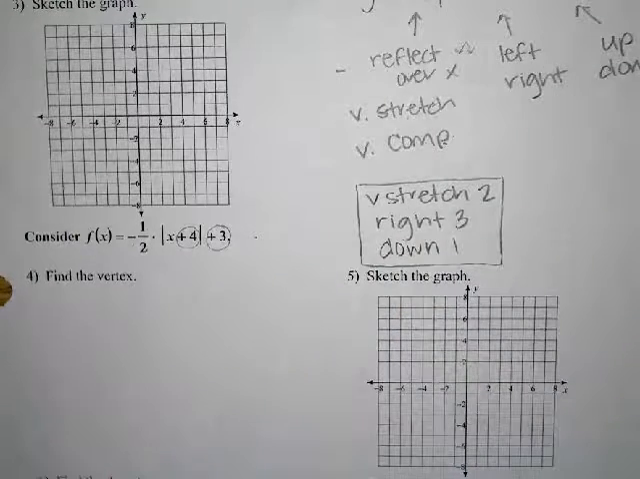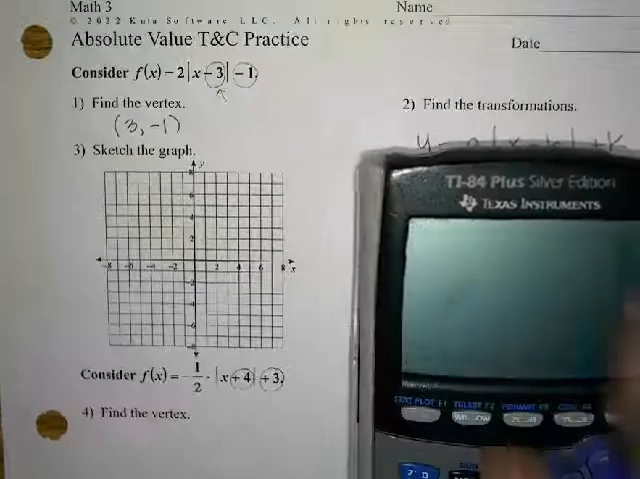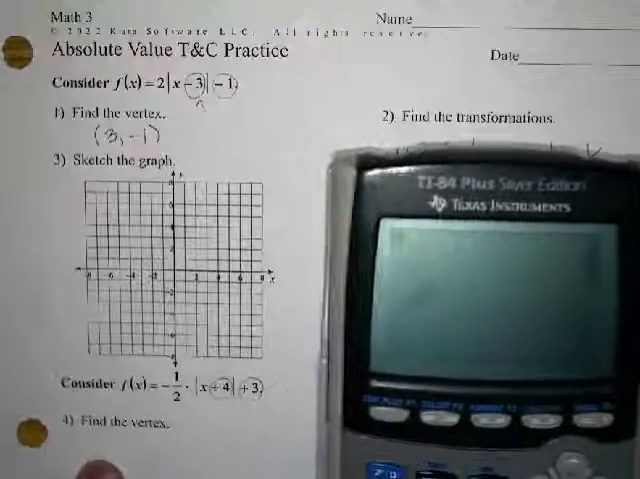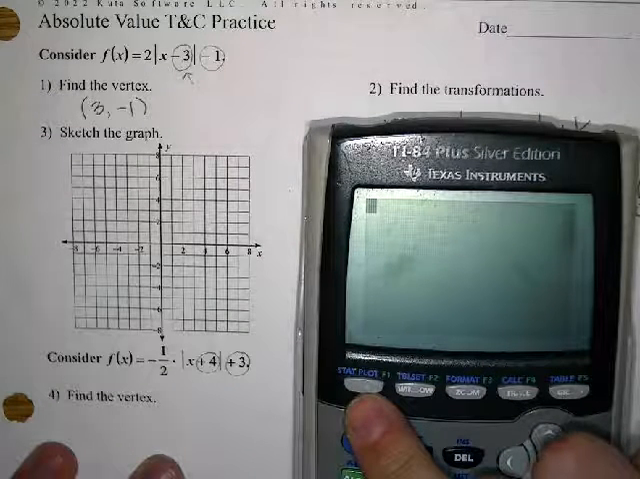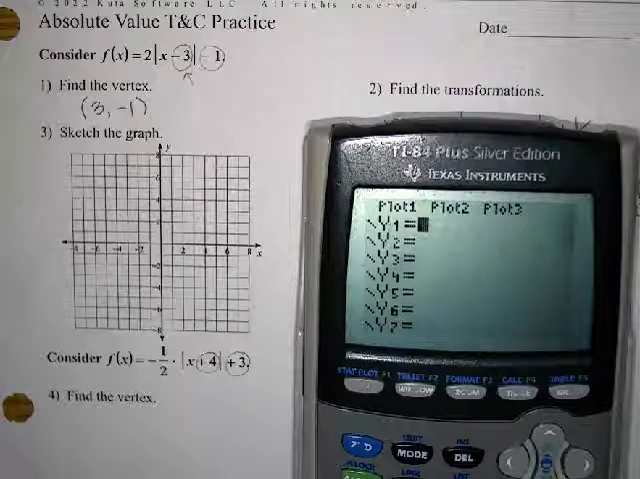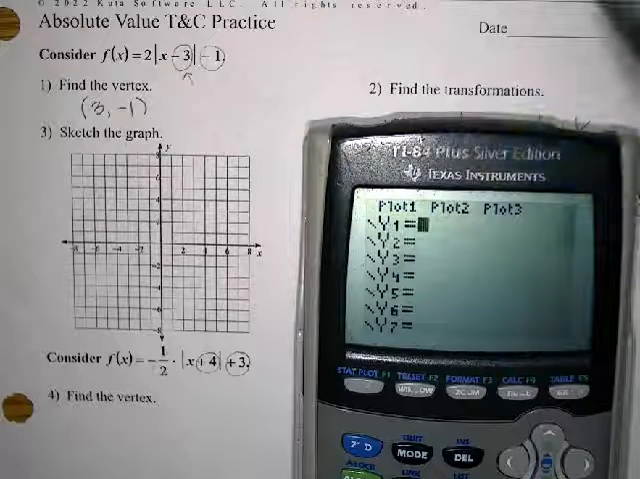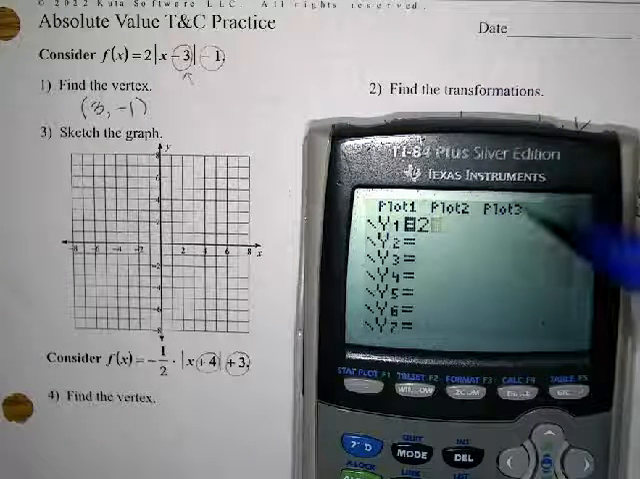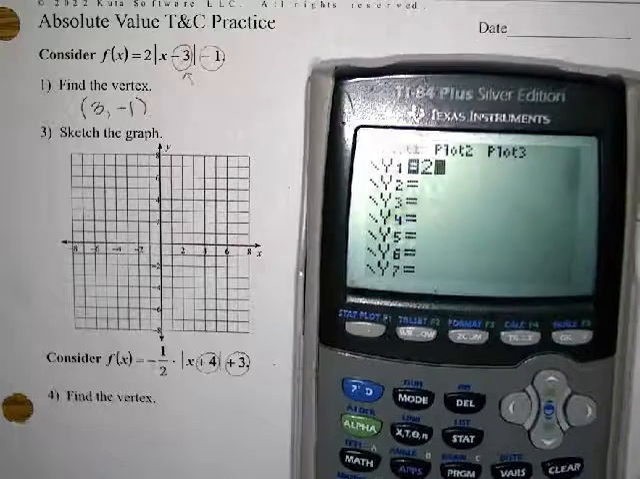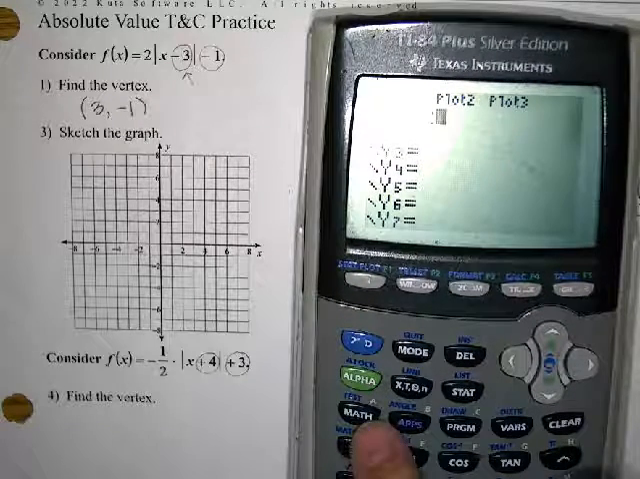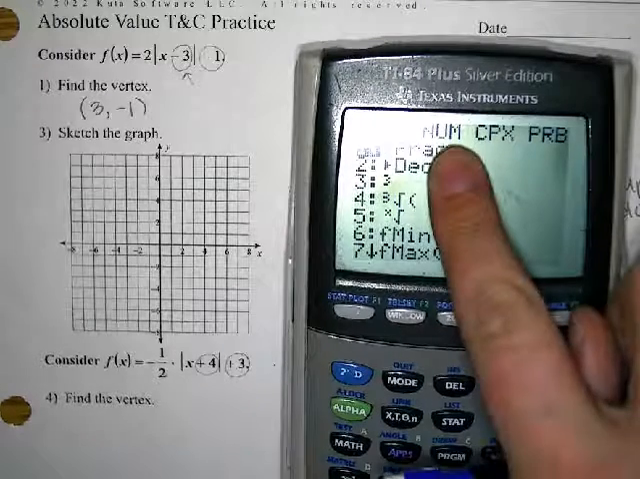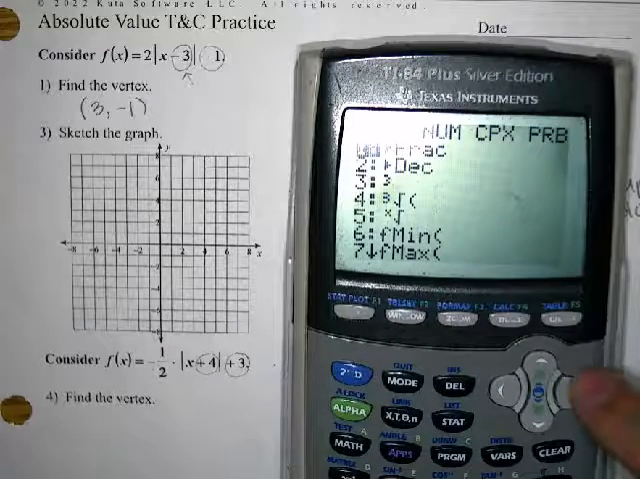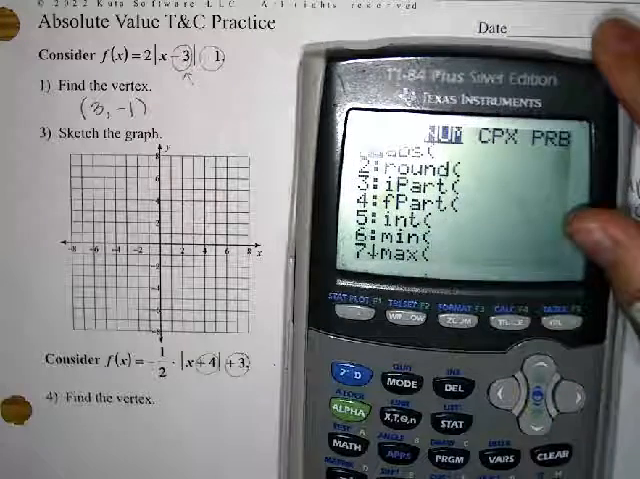And now that I have these answers, I'm going to go ahead and do what it asks, which is sketch the graph. And so I'm going to start typing in my equation. So the first thing you do to type it in is you hit the y equals button right here. And then we're going to go ahead and type the 2 first. And then to get the absolute value sign on the graph, we have to hit the math button. So I'm going to go over, here's the math button right here. And then we want that second column number.